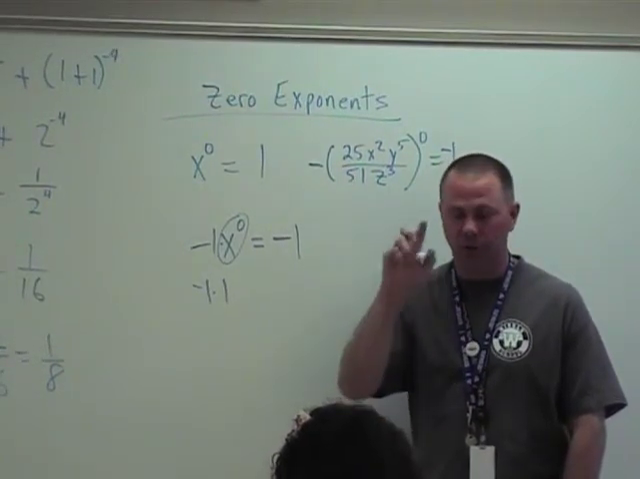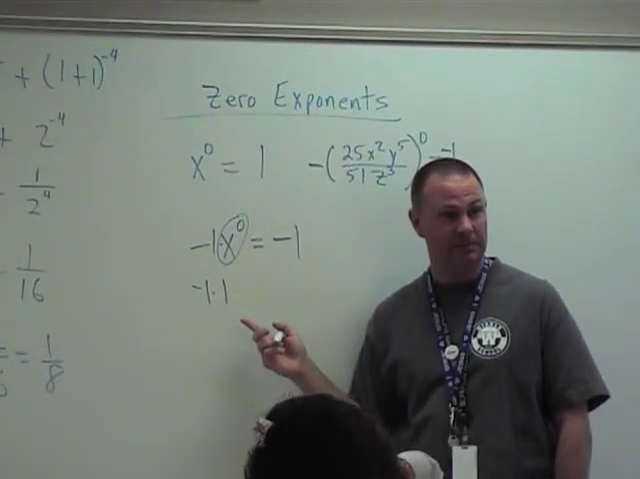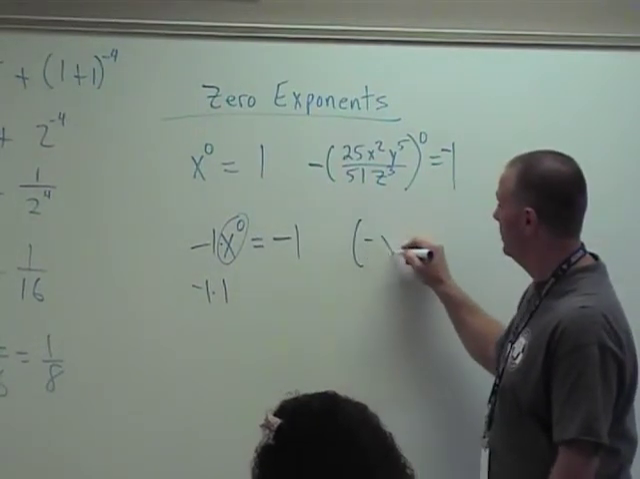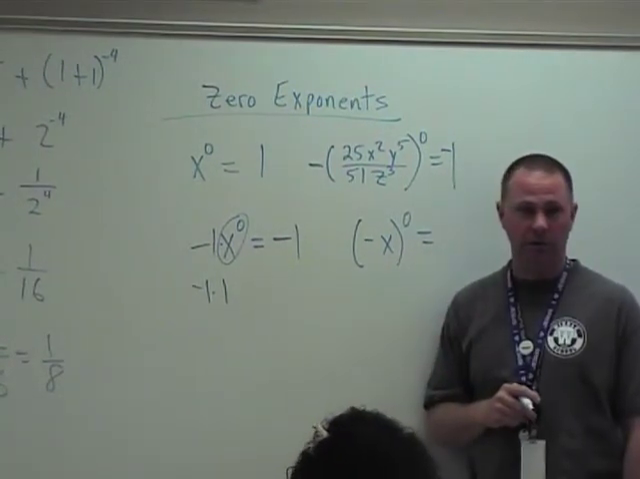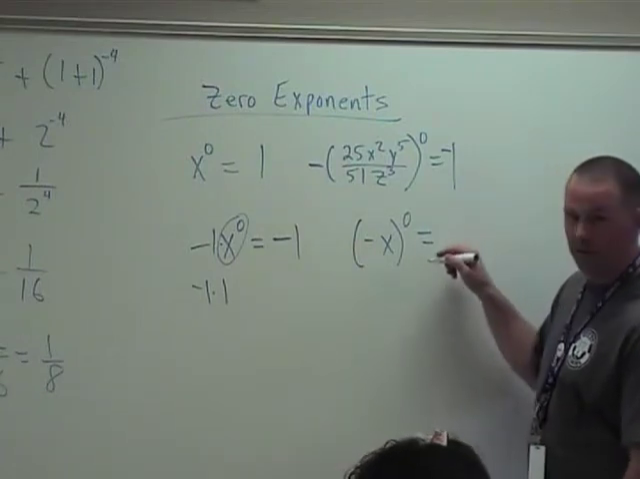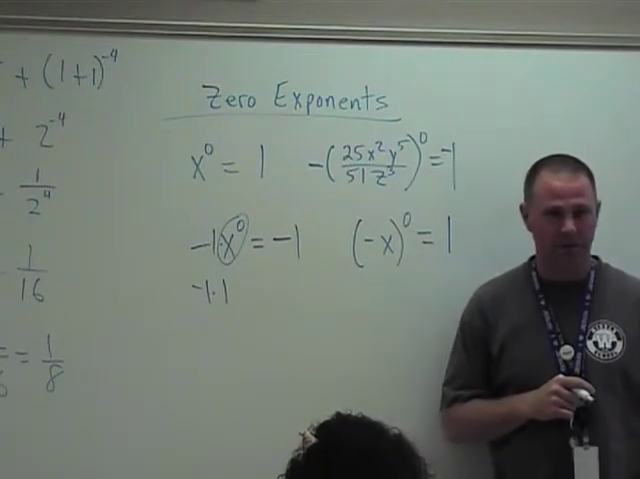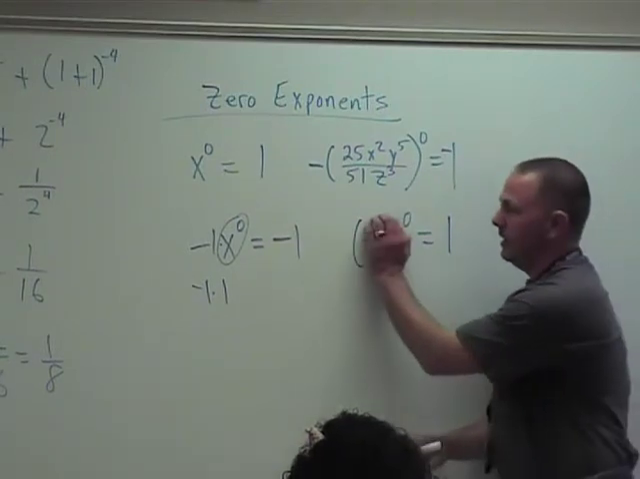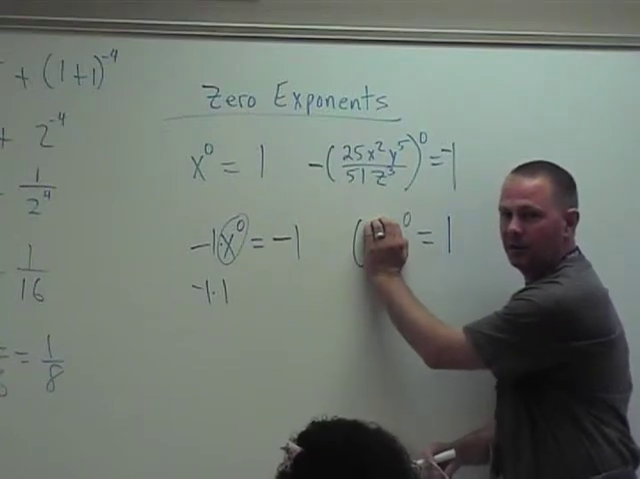There are two possible answers. It's either going to be a positive 1 or it's going to be a negative 1. What's this? Positive 1. 1 is 1. It doesn't matter what's inside. Anything to the 0 power is 1.